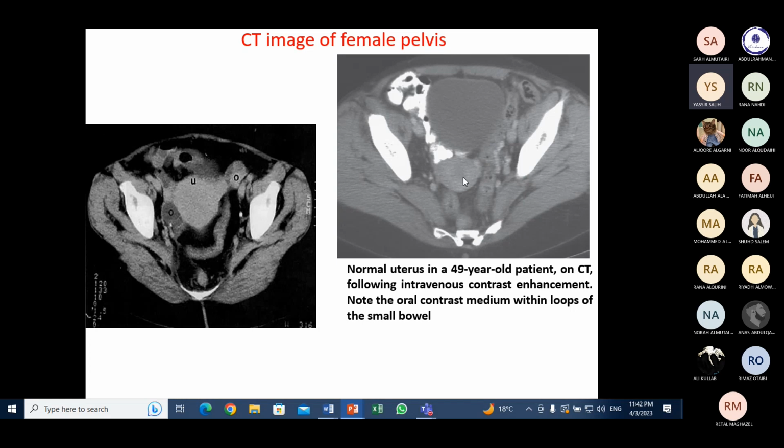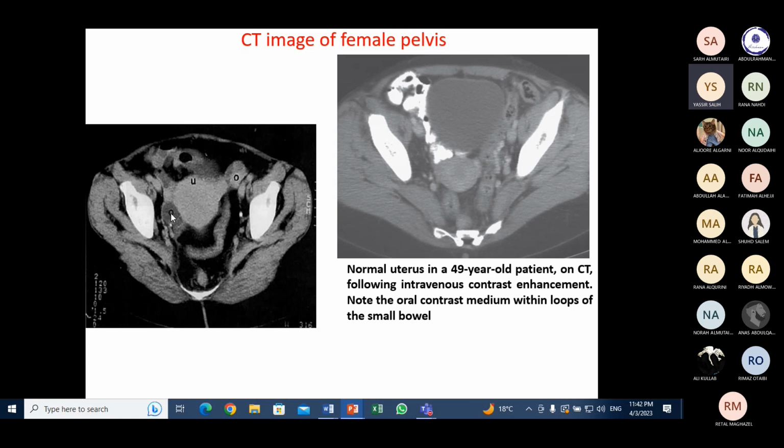The normal position of the uterus is between the urinary bladder and the rectum. The rectum is posterior to the uterus, and the urinary bladder is anterior. This is the uterus, this is the urinary bladder, and this is the rectum. And this is the uterus.